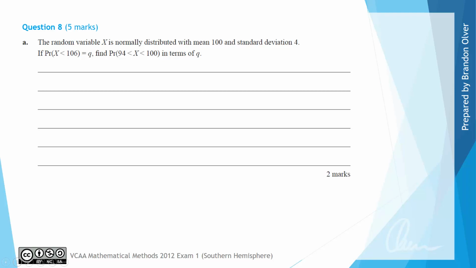So to start this question, we're going to draw a bell-shaped curve to represent the normal distribution. It would look something like that, with x being normally distributed with a mean of 100 and a variance of 4 squared, or the standard deviation squared. So the 100 is this mean value here, which is centered in this bell-shaped distribution, and then this would be 104 and this would be 108.